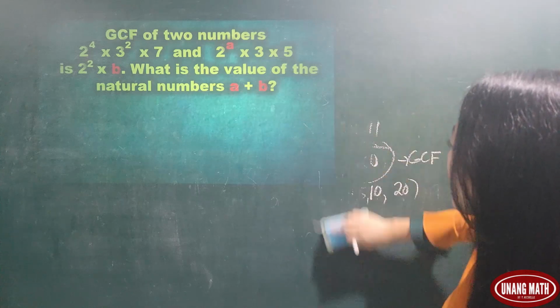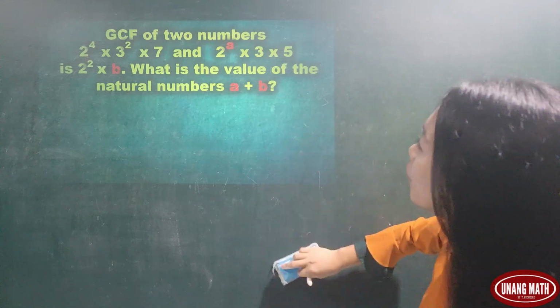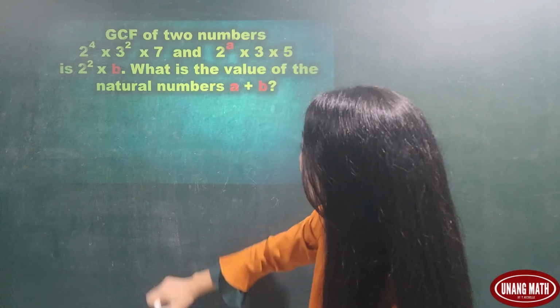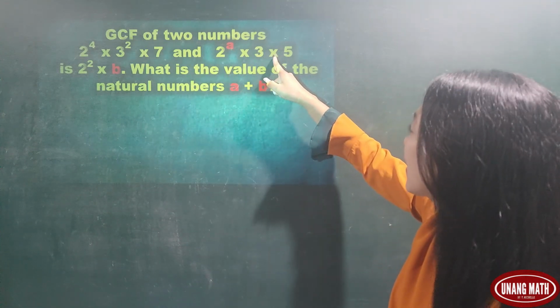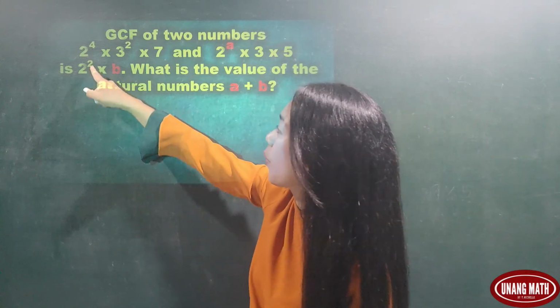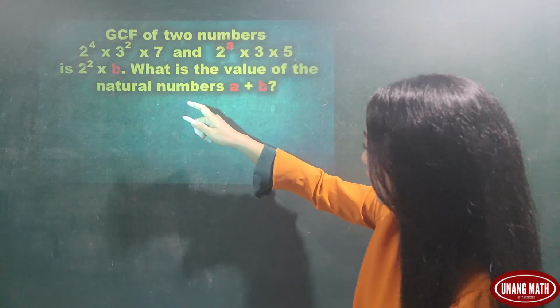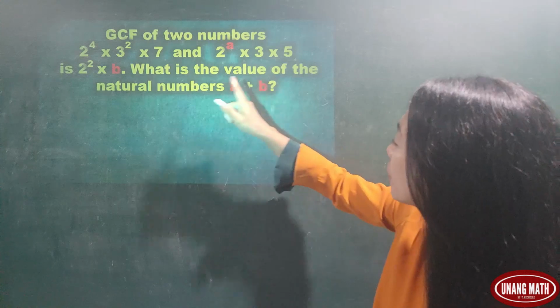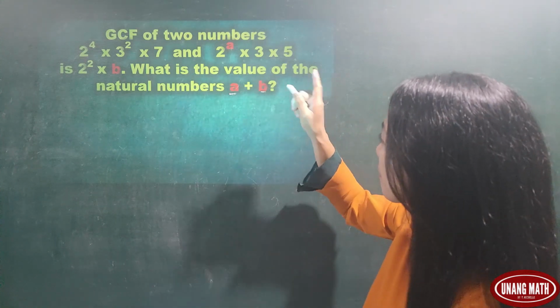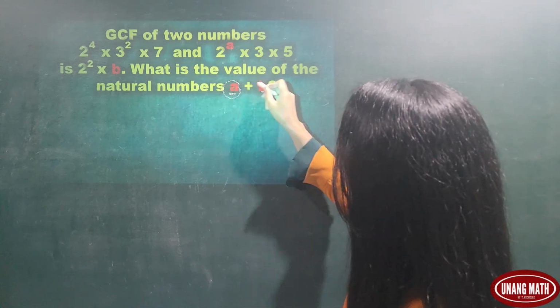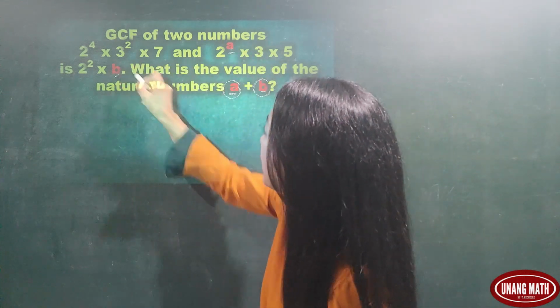The GCF of two numbers, 2 raised to the power of 4 times 3 squared times 7, and 2 raised to the power of a times 3 times 5, is 2 squared times b. The question is, what is the value of the natural numbers a and b? So this problem is asking for the value of a and b.